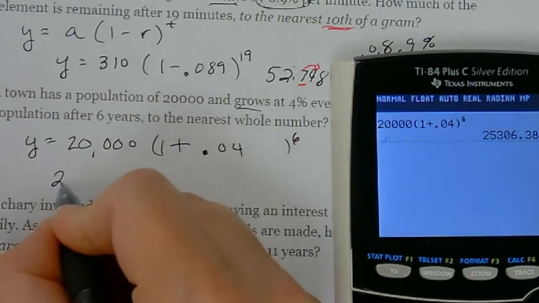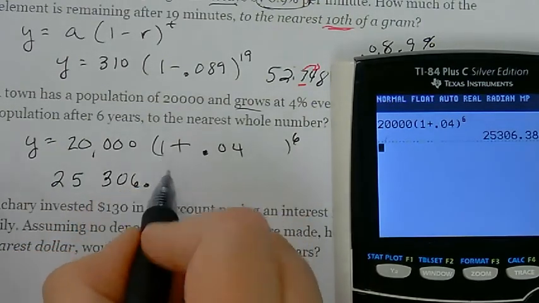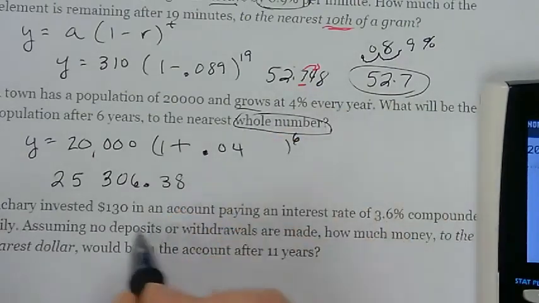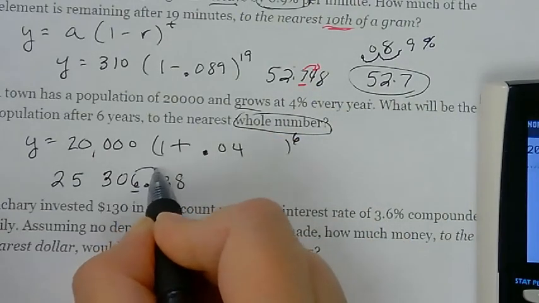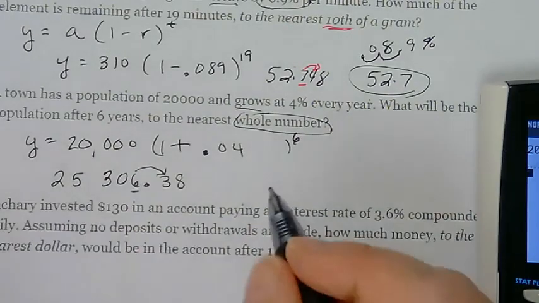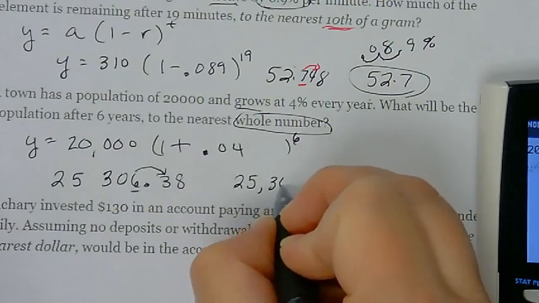So I get 25306.38, and it says round to the nearest whole number. This is the nearest whole number, so I'm going to look backwards to see if the 6 is going to stay the same or round up, and this one's going to stay the same. So it'll be 25,306.